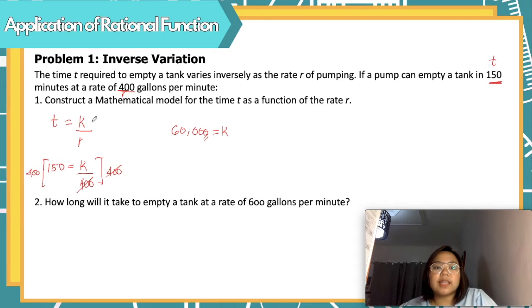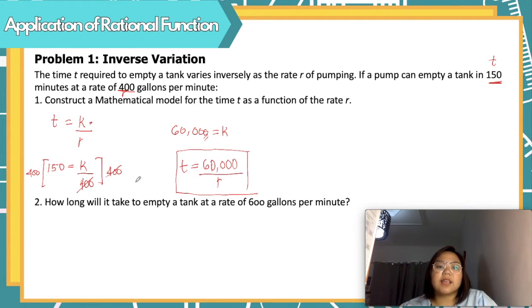Since we already have the value of k, we can substitute it and get the mathematical model. So the mathematical model for t as a function of the rate r is t is equal to 60,000 over r. So this is the mathematical model for time t as a function of r.